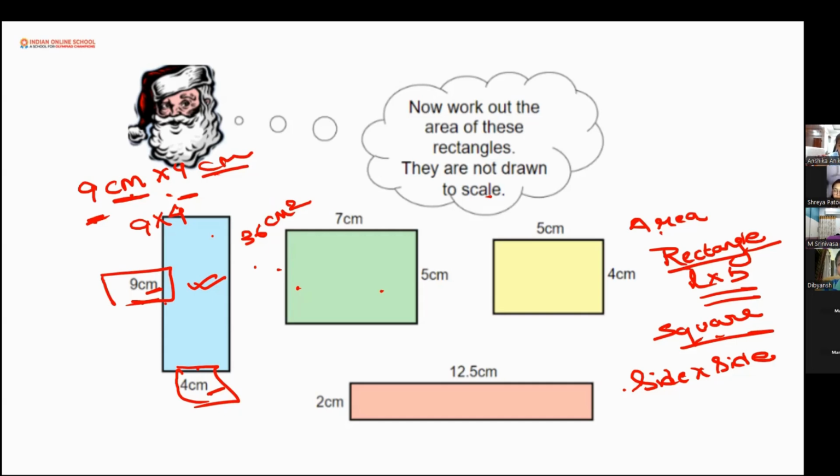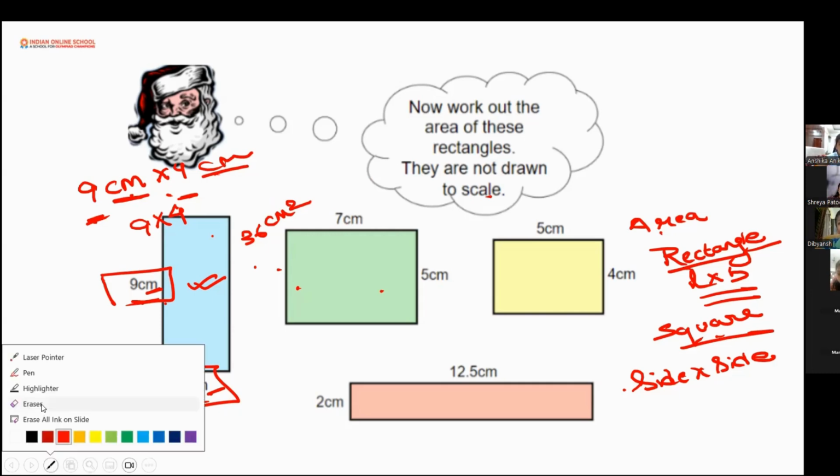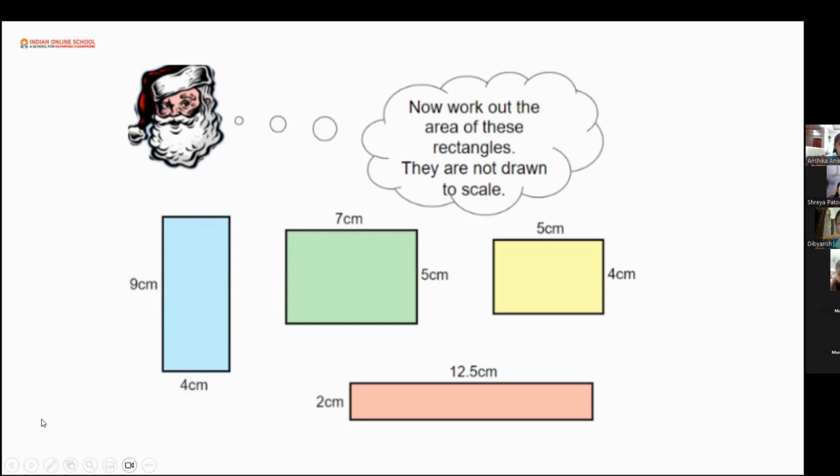Yes, ma'am. Good. So for the next one, Srinivasa, can you answer for the next figure? Ma'am, can I answer? Yes, Srinivasa. 35 centimeters square. Very good. You multiply 7 centimeter by 5 centimeter. That's 35 centimeters square.